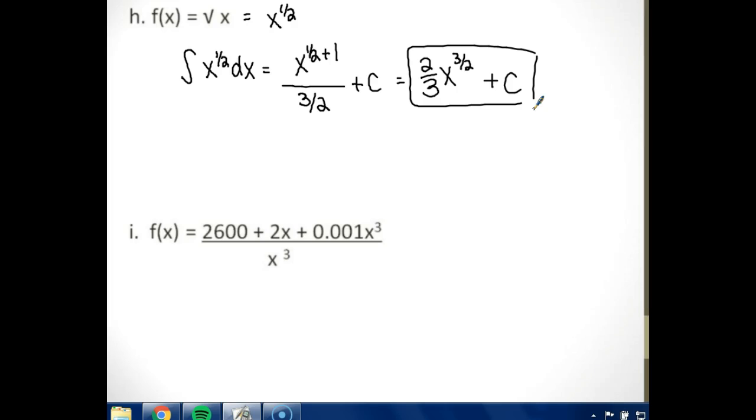What rule don't we have yet for letter I? So what we have to do is rewrite this so that the x cubed goes with each term. So what you're going to do is say, okay, 2600 x to the negative 3 plus 2x over x cubed. Well, that top x would cancel, so you get x squared. So you get plus 2x to the negative 2. Cubic over cubic is going to cancel out completely, so you get 0.001.